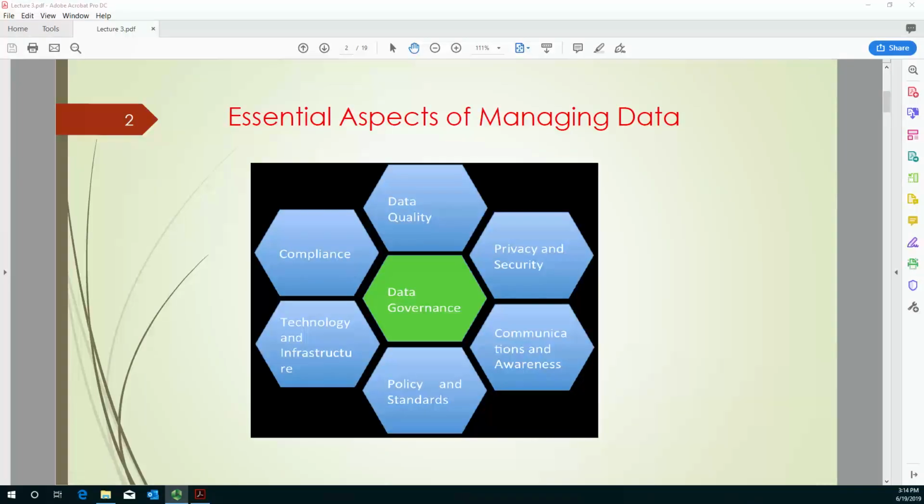I'm recording lecture 3. So we start lecture 3 by identifying what is data governance and what is information governance. Sometimes these two terms could be confusing, and you really want to ask yourself, is this data governance or information governance? So we'll get into that. So first, let's take a look at data governance. Data governance deals with compliance, quality, privacy, and security. It also includes communication and awareness, policy and standards, and technology infrastructure. So these are some of the key attributes that data governance handles.